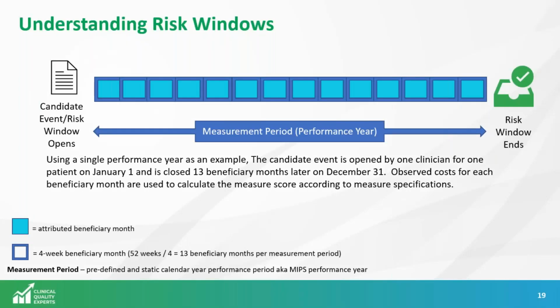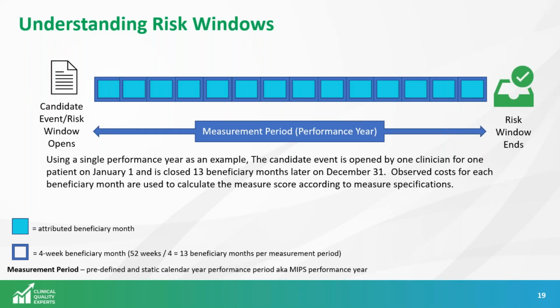Okay, so we're going to talk about risk windows now, and to begin, we need to know that the measurement period in TPCC is the performance year, starting from January 1st to December 31st. In our first example here, we have one clinician that practices under 110, and this clinician sees a patient. The patient is not seen by any other clinician during the performance year. The clinician bills with the primary E&M code and then a secondary primary care service code, which is outlined by the TPCC requirements, and they do need both of those billing instances in order to open the risk window.